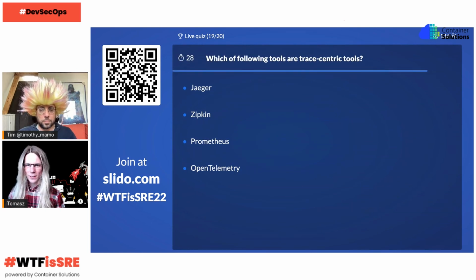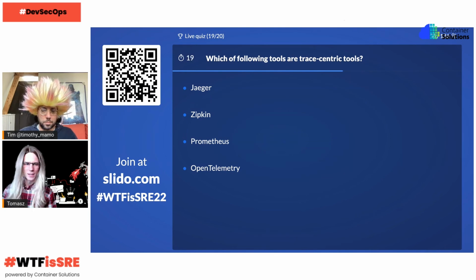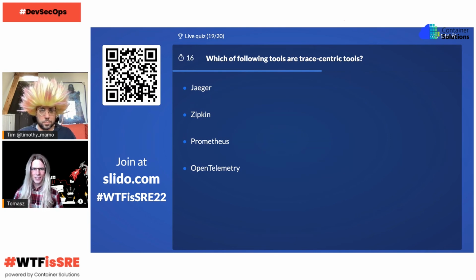Question 19. Which of the following tools are trace-centric tools? And we have Jaeger, Zipkin, Prometheus, OpenTelemetry. So 4 different tools are here, which are trace-centric. It could be more than one.